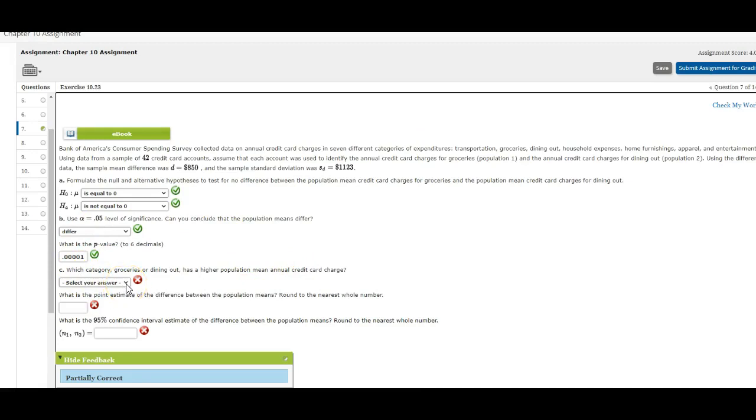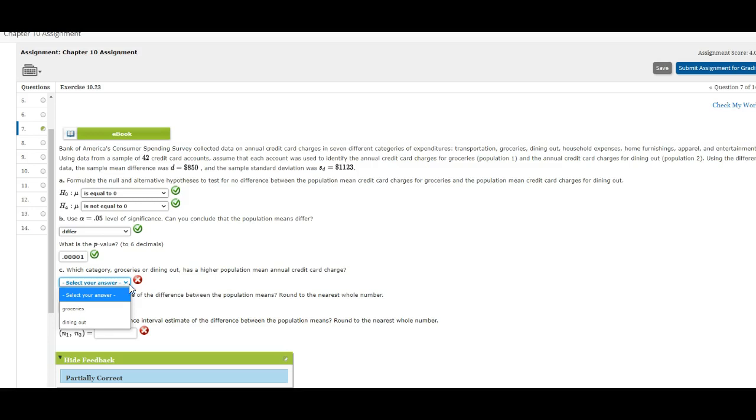So in this case, because the difference is not equal to 0 and we're comparing the groceries to dining out, we would conclude that the groceries would have a higher population mean. Even though we don't have the data, we can make that conclusion. And our point estimate of that difference is actually what we were given as the difference. The average difference is our best point estimate of the difference, 850.